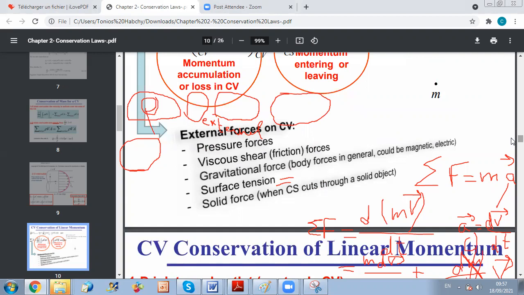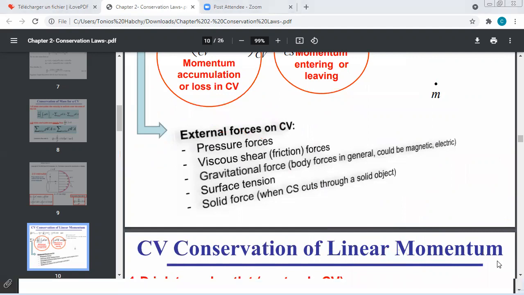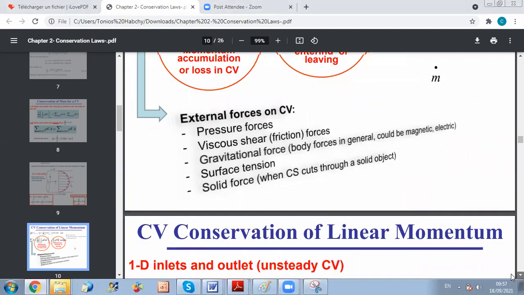So to know what to do, we should look at our problem and draw the free body diagram of our system to determine what are the dominant forces acting on it and which should be considered. Now, let us do a small example on this.